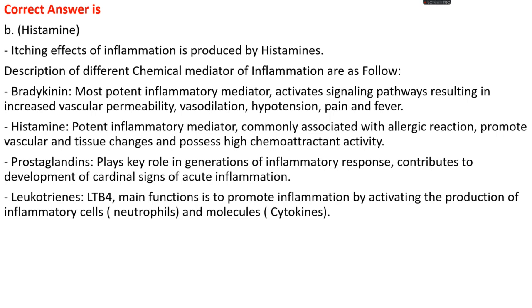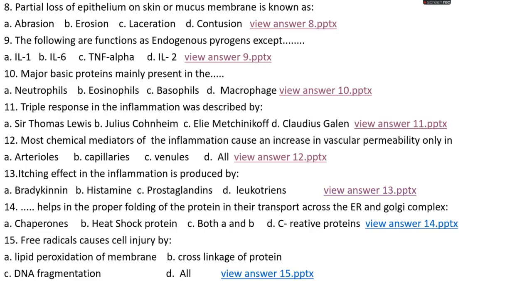The third chemical mediator is prostaglandin, which plays a key role in the generation of the inflammatory response and contributes to the development of the cardinal signs of acute inflammation, that is rubor, calor, loss of function, pain, and swelling, etc. The fourth chemical mediator is leukotrienes, leukotriene B4. Its main function is to promote inflammation by activating the production of inflammatory cells, like neutrophils, and cytokine molecules, etc.